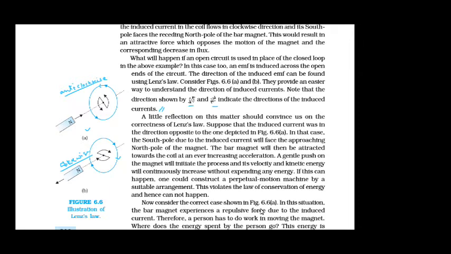So if the direction in the first case is not this, but just opposite of this, then what would happen? Then the bar magnet will be attracted towards the coil, and in that case the kinetic energy of the bar magnet will increase without increasing any other energy, and this violates the law of conservation of energy. So this is not possible. So till here we have proved what would have been the case if the direction of the current were opposite.